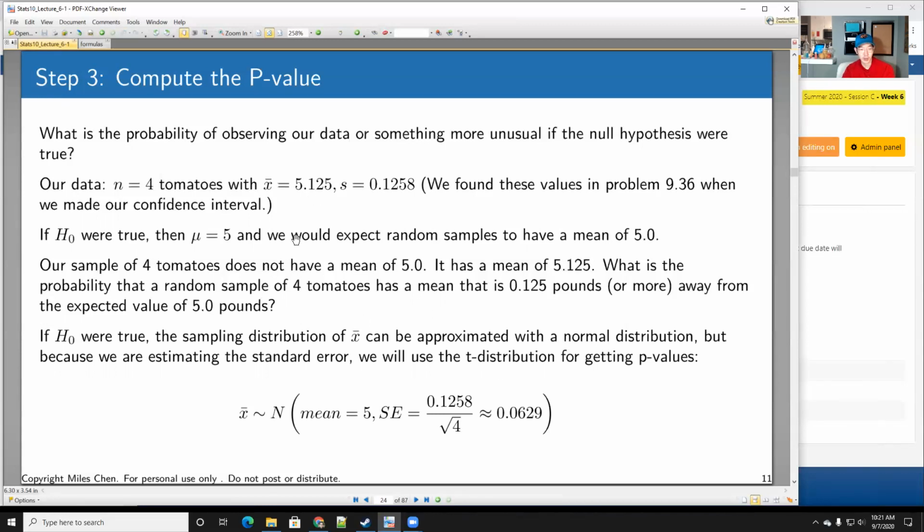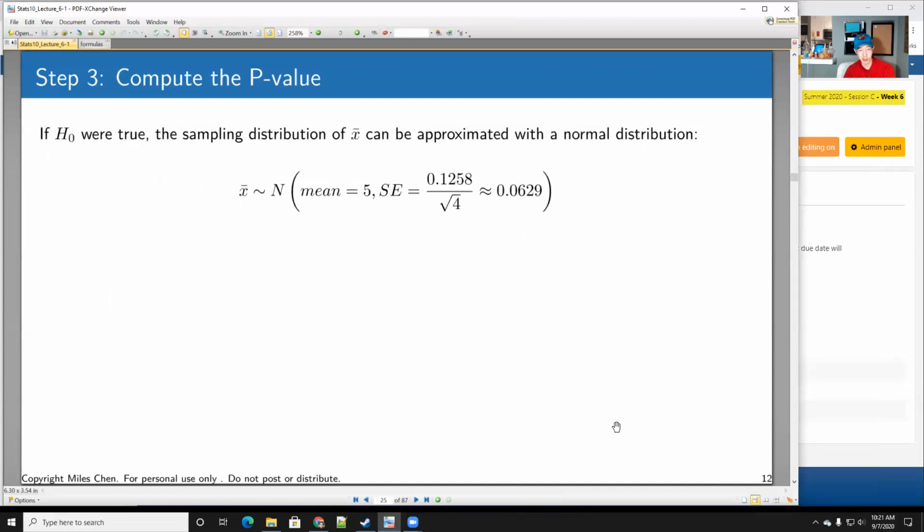If the null hypothesis were true, then we can say the sampling distribution can be approximated with a normal distribution. However, because this is an estimate of the standard error, and we don't actually have the population standard deviation, we will use the t-distribution for calculating our p-values. So X bar will be approximately normal with a mean of 5 and a standard error of 0.0629. But again, we're going to end up using the t-distribution.